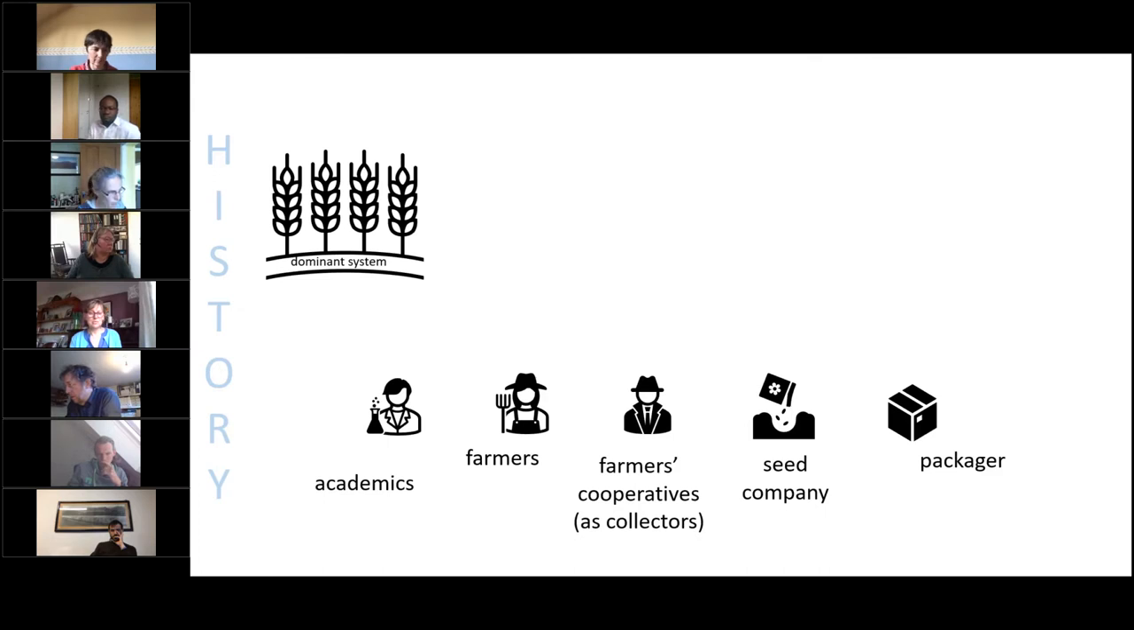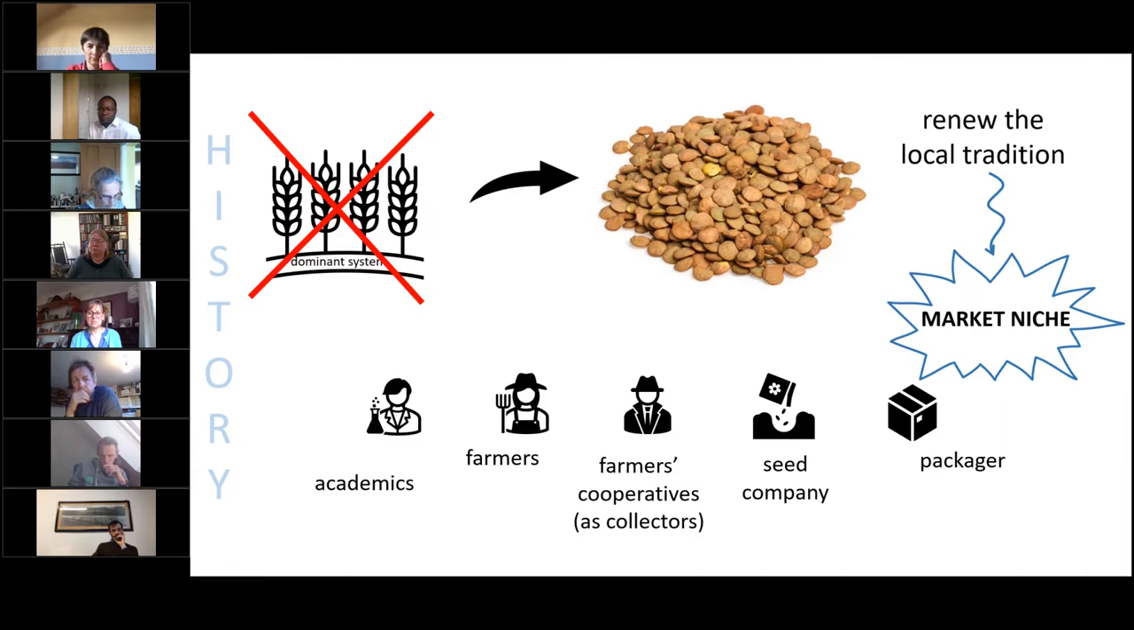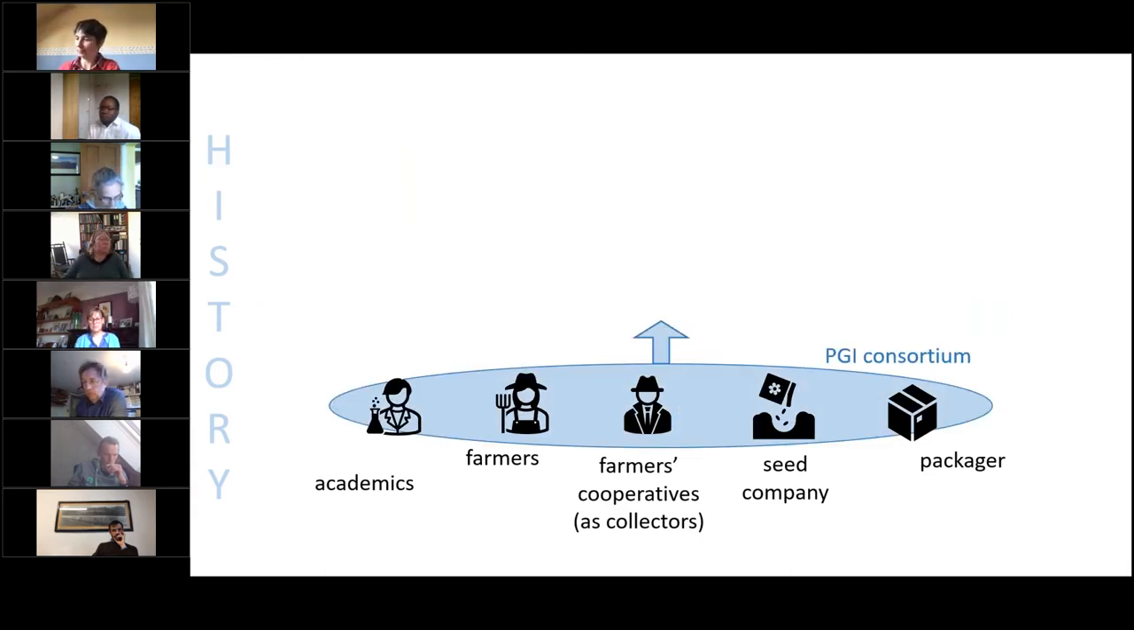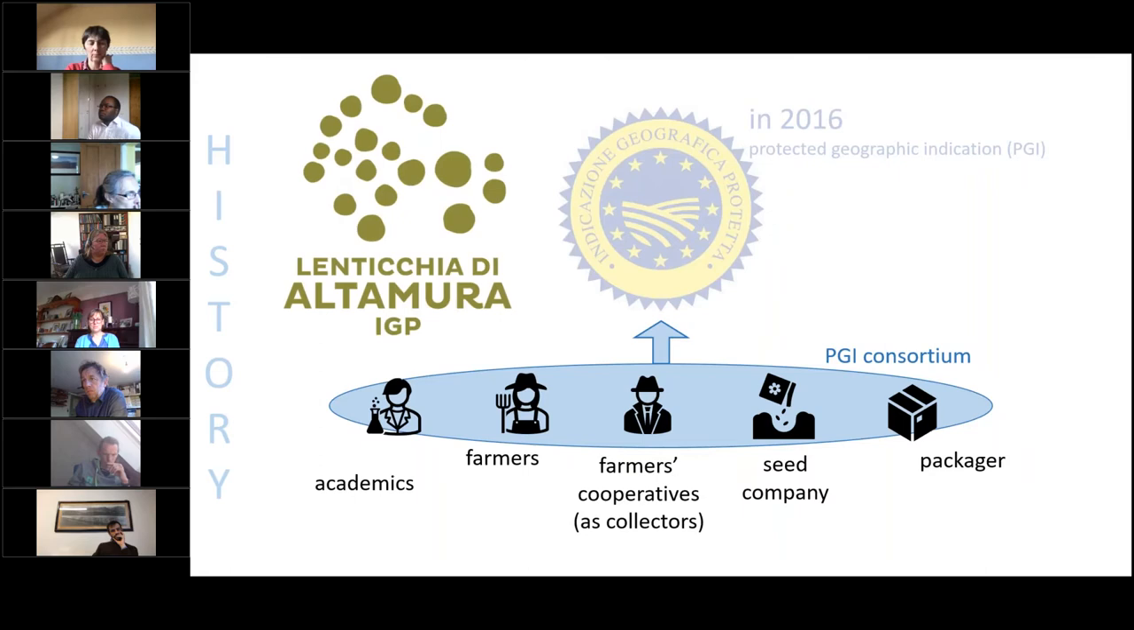Everything started in 2014 when a group of people, academics from national research institutions and universities, farmers cooperatives that were acting as collectors from the farmers, seed companies and packagers, decided to question the dominant system based on wheat and proposed an alternative, lentils, which were a traditional crop in the region, very famous in the past. They saw the opportunity to open a market niche based on this crop. So these people created a consortium, and in 2016, they obtained the protected geographical indication for their lentils. And so Lenticchia di Altamura started.